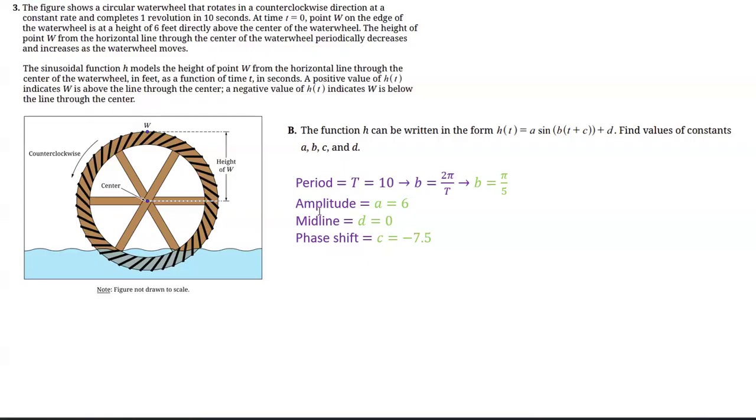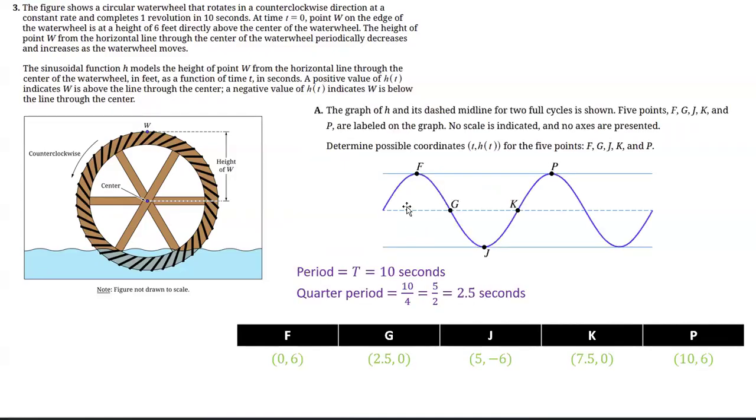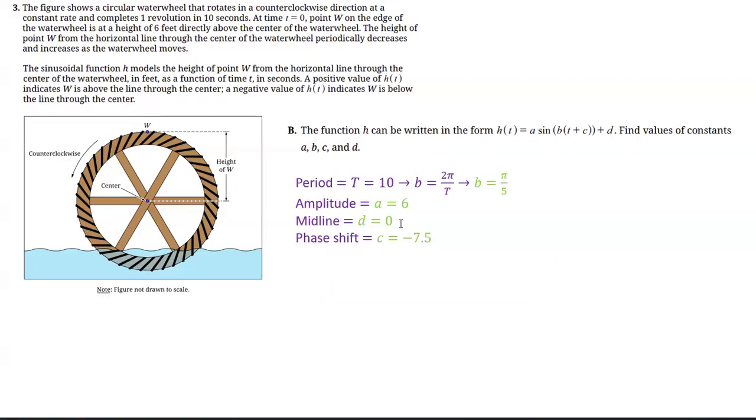Amplitude is how much it swings up and down from the midline. So maybe let's do midline first. Midline is the middle point, or we can even look at our graph from the previous slide. This is the midline, so it is at 0. And amplitude is how much it goes up or down from the midline, which is 6. So A is 6, D is 0.